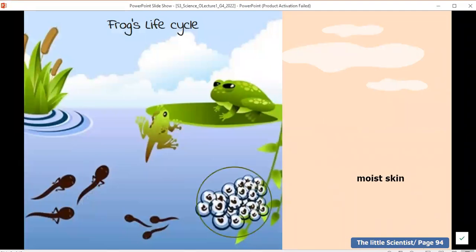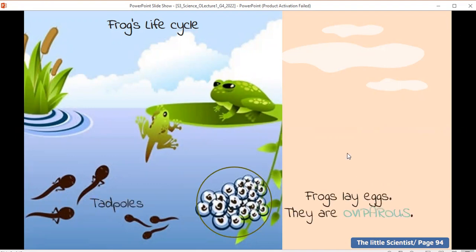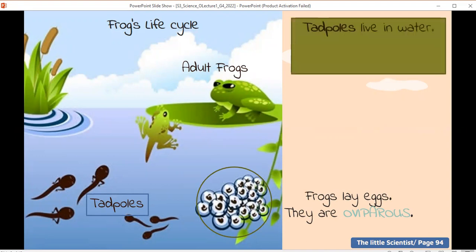Amphibians lay eggs in water. They are oviparous animals. Yes, you're right, because they reproduce by laying eggs, and they are, like fish, oviparous. Those animals lay eggs in water. Tadpoles hatch out of the eggs. And these tadpoles have things in common with fish. They live in water, they use their fins to swim, and they use their gills to breathe.